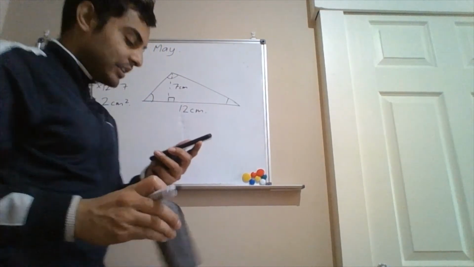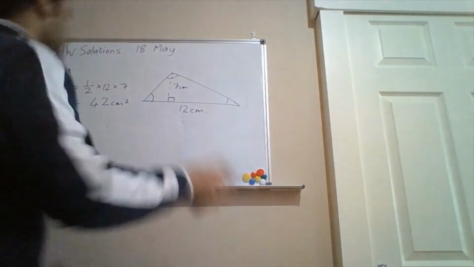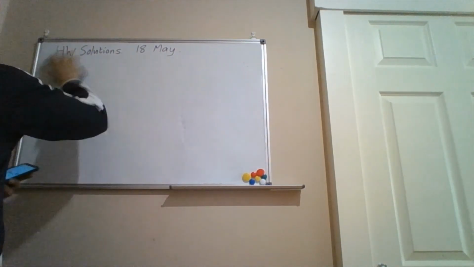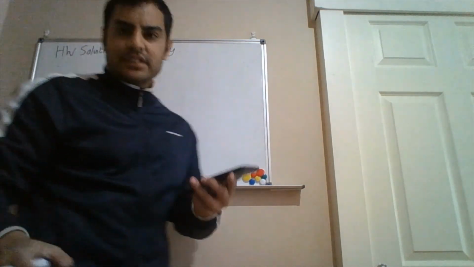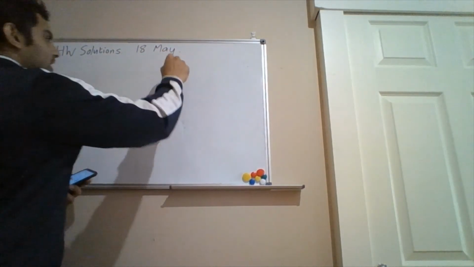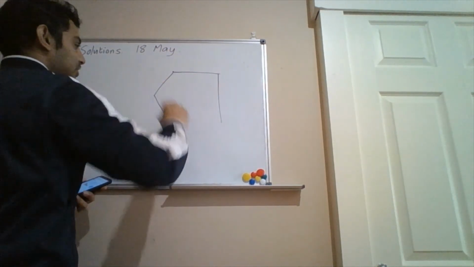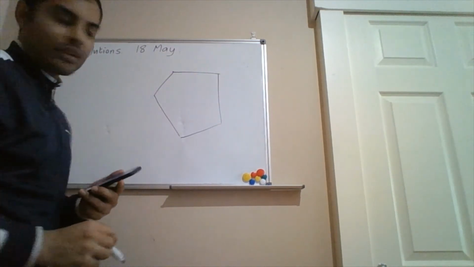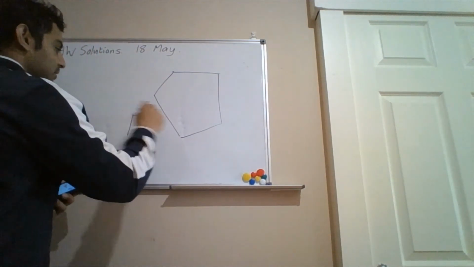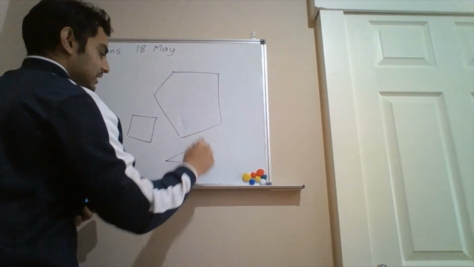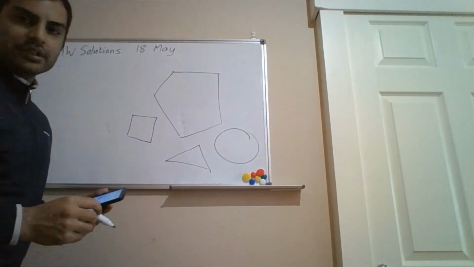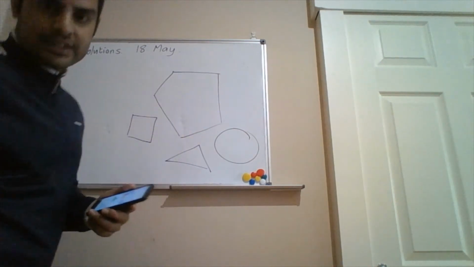Okay, question 4. Calculate the area of each of these polygons. So what is a polygon, guys? Are we here to learn English or maths? A polygon is just a shape with straight sides. So this 5-sided shape, pentagon, can be a polygon, a square can be a polygon, a triangle can be a polygon, a circle can't be a polygon. Okay, so polygons always have straight sides.